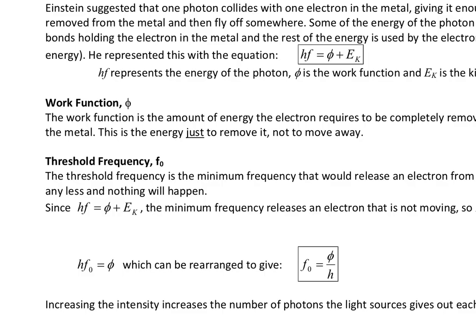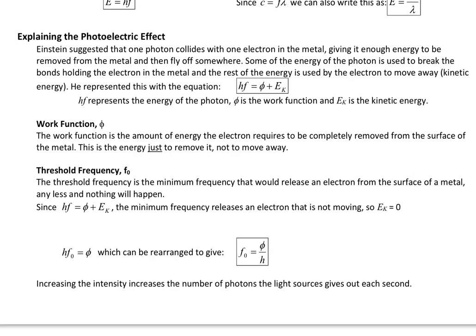Another way the wave theory was broken is that there apparently was what was called the threshold frequency. So as Einstein changed not the intensity of the light, but the frequency of the light, he found that there was a minimum frequency below which no electrons were emitted from the photosensitive surface at all. And the threshold frequency was the minimum frequency where you could bump electrons off that photosensitive surface. That's what it says right here. Threshold frequency is the minimum frequency that would release electrons from the surface of a metal. Any less and nothing would happen.